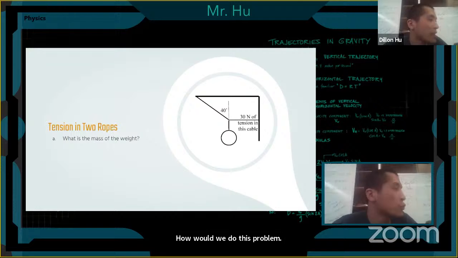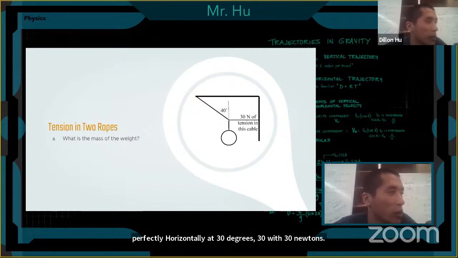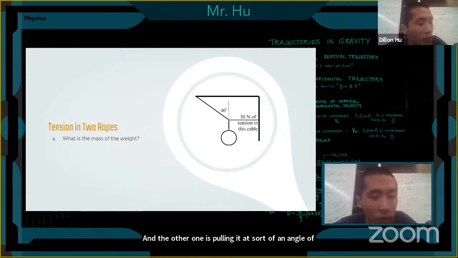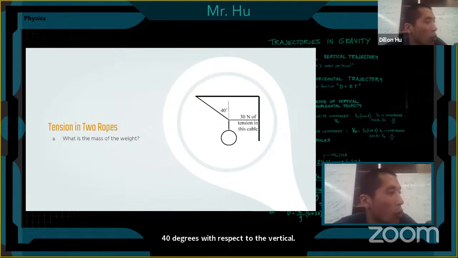So this weight is hanging from these two ropes, these two cables. One of them is pulling it perfectly horizontally with 30 newtons, and the other one is pulling it at an angle of 40 degrees with respect to the vertical. So what is the mass of the weight?